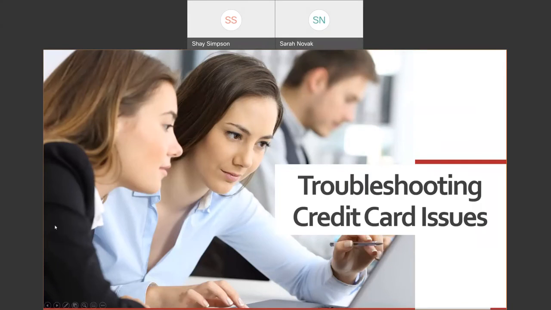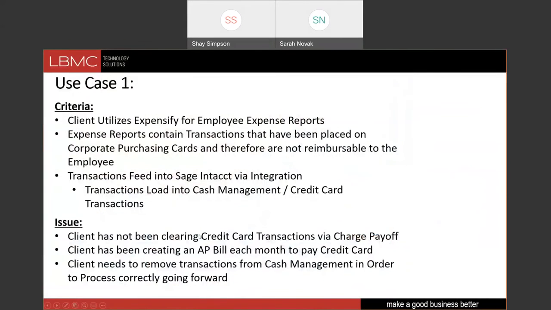All right, guys. As we wrap up our presentation for the day, we are actually going to start looking at troubleshooting credit card issues. We're going to look at 2 use cases today, okay? These are actual client use cases that I have seen and worked through with a couple of clients of mine. So, all right, let's look at our first use case.